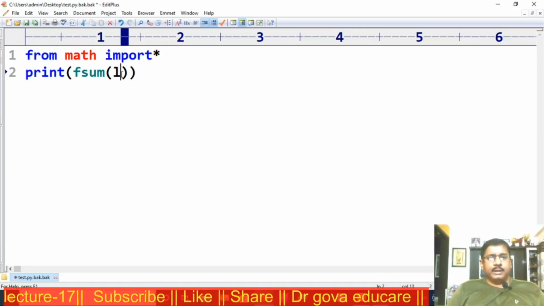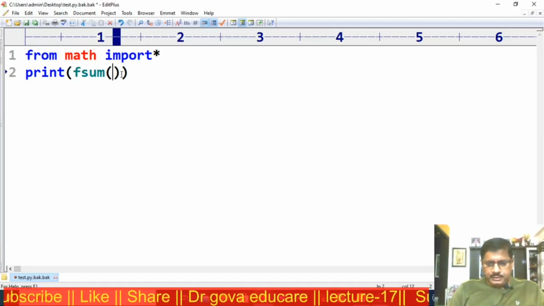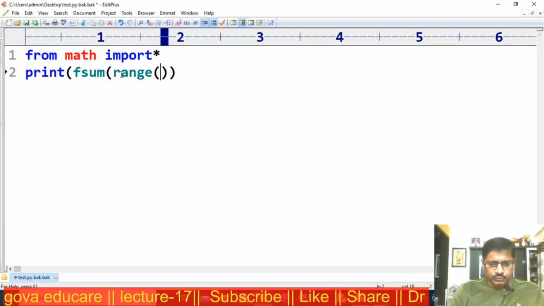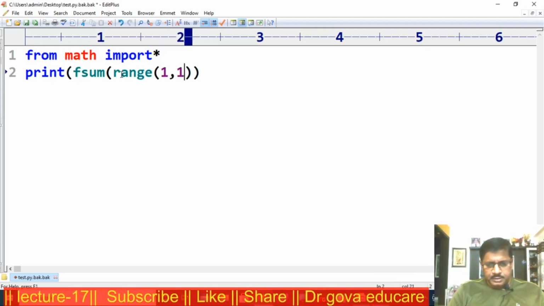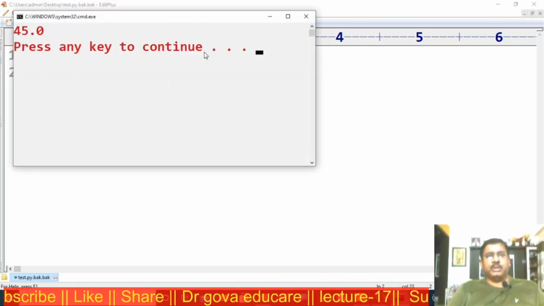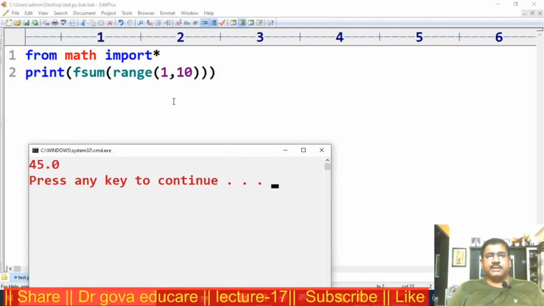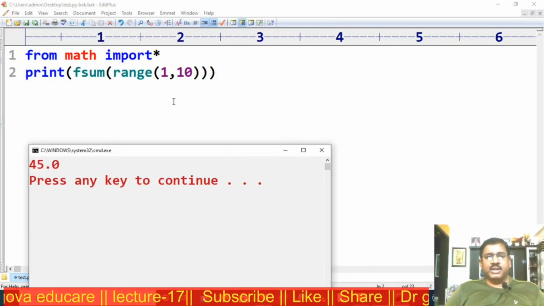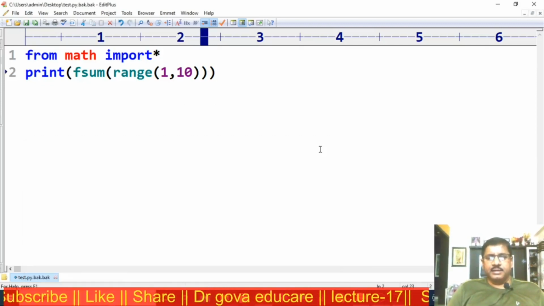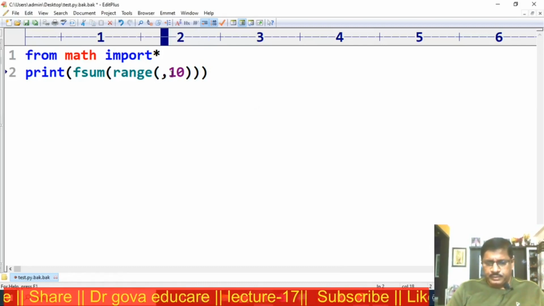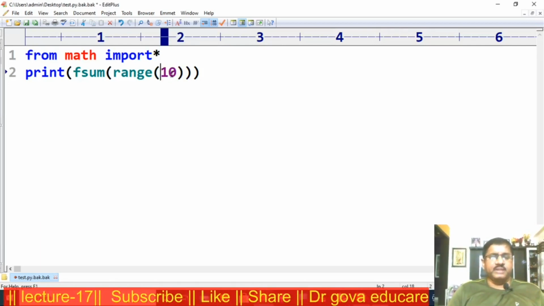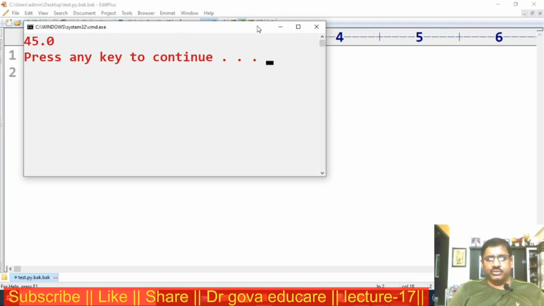Now here the iterable is range, the range of 1, 10. Now the output: the range of 1, 10 means 1 plus 2 plus 3 plus 4 plus 5 plus 6 plus 7 plus 8 plus 9. Now simply the range of 10, that is 0 plus 1 plus 2 plus 3 plus 4 and so on, the sum is 45.0.